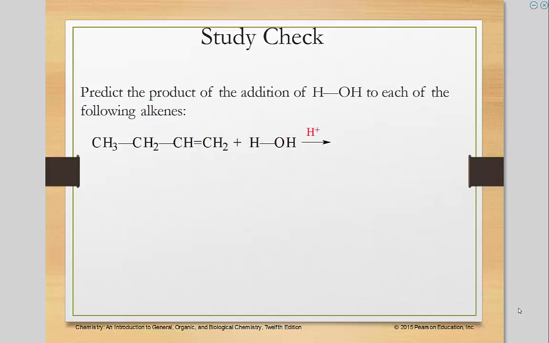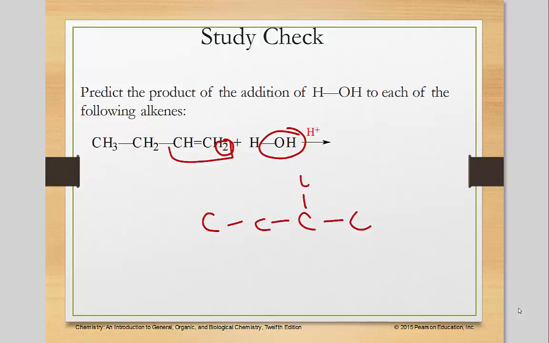On this one, notice that the last carbon has 2 hydrogens coming off of it rather than just 1. That's going to impact greatly where that OH lies. So we have 4 carbons. That OH is going to go on the furthest one out. So that becomes a CH3 rather than a CH2. And that's how you do addition reactions.